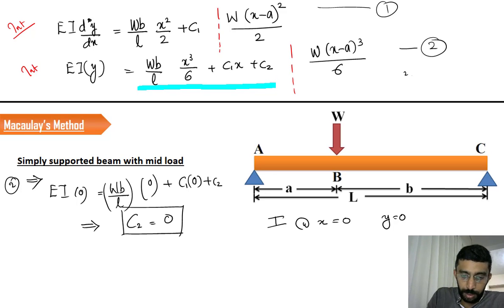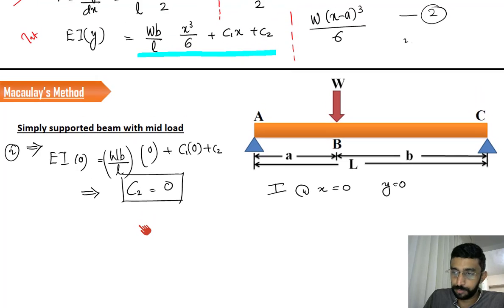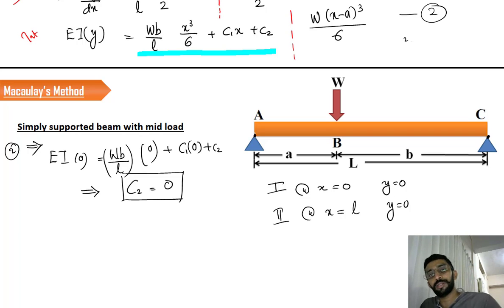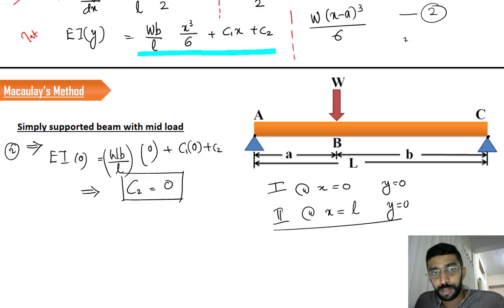Now the question is, what is the second boundary condition? That is very interesting. At x equal to L, what is the value of y? Here also y is 0. So this is the second boundary condition we use. Now, where is this boundary condition located? It is located at point C, which is on the section BC. That means we have to consider both the blocks, all the terms, right? You have to consider all the terms.